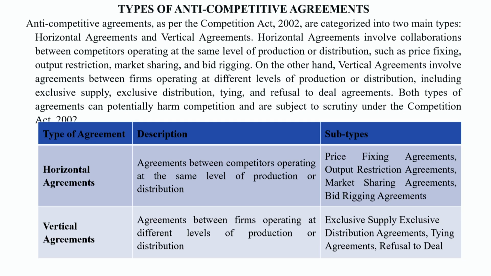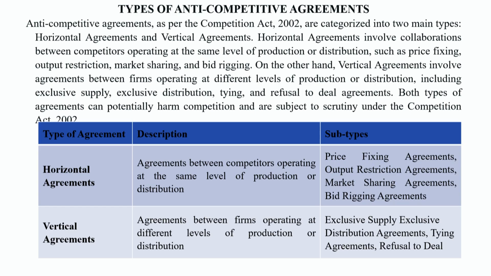Horizontal agreements involve collaboration between competitors operating at the same level of production or distribution. Some examples are price fixing, output restriction, market sharing and bid rigging.